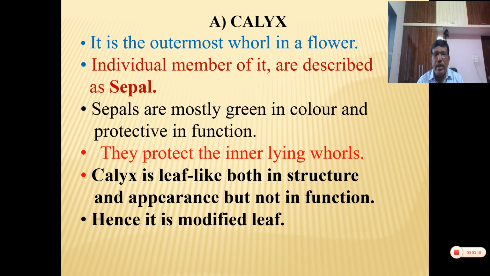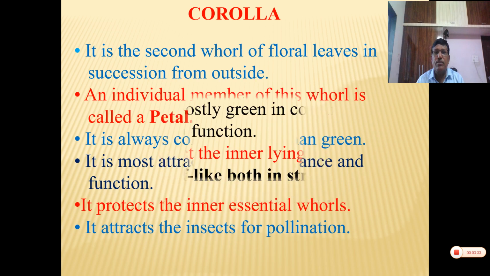Calyx is leaf-like both in structure and appearance, but not in function. Hence, it is considered a modified shoot. Calyx may be united or free. If they are united, it is called gamosepalous. If they are free, it is called polysepalous. So this is the first whorl, calyx.